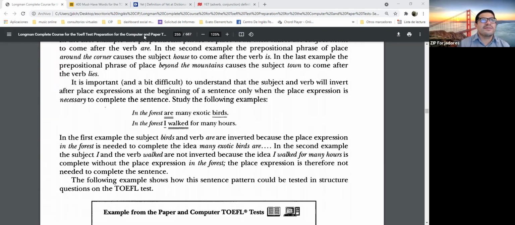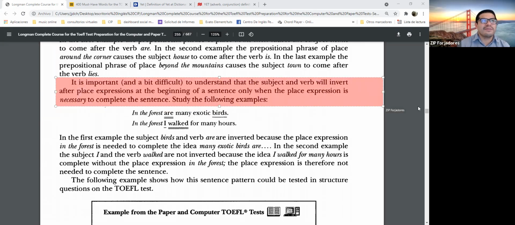Okay, this is very important also. It is important and a bit difficult to understand that the subject and the verb will invert after place expressions at the beginning of the sentence only when the place expression is necessary to complete the sentence. And this is the important one, only when they are necessary to complete the sentence. So let's see the example. In the forest are many exotic birds.